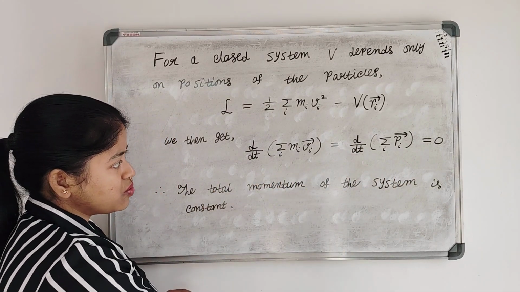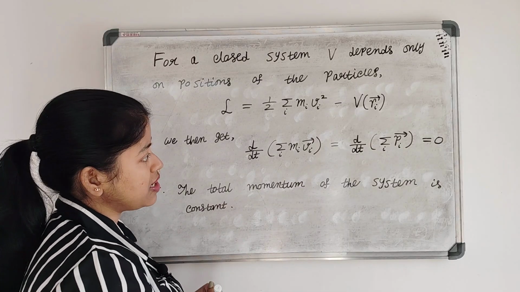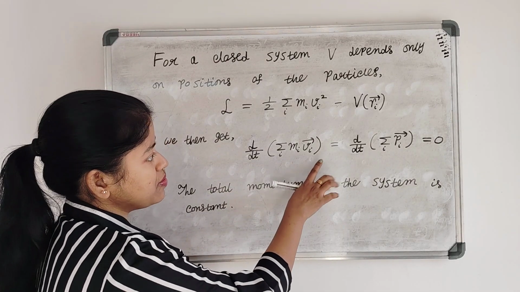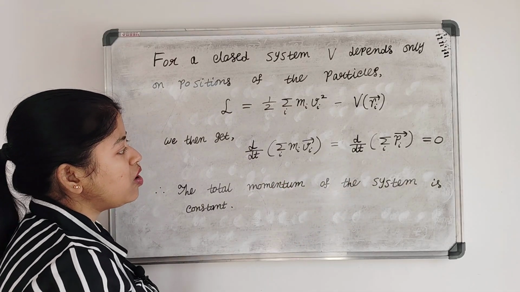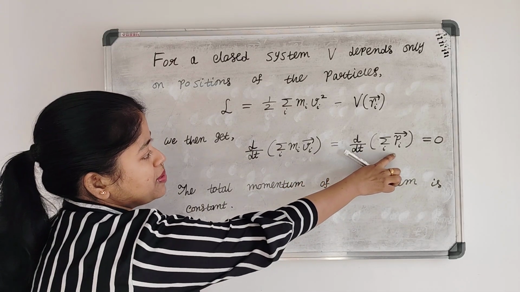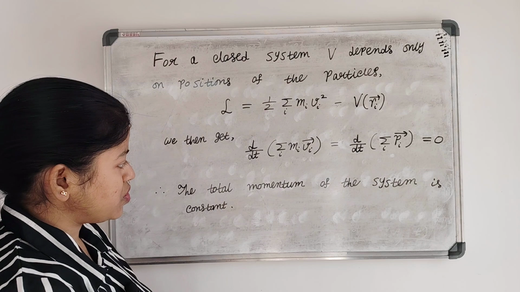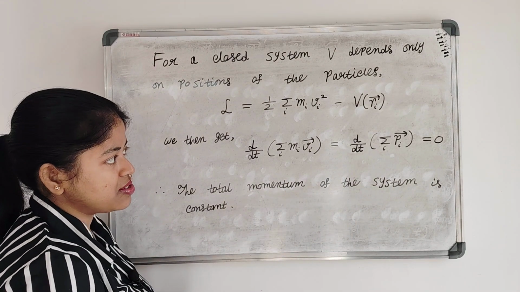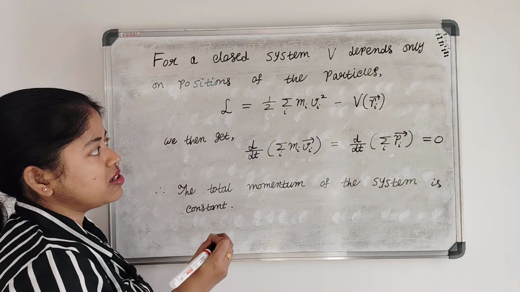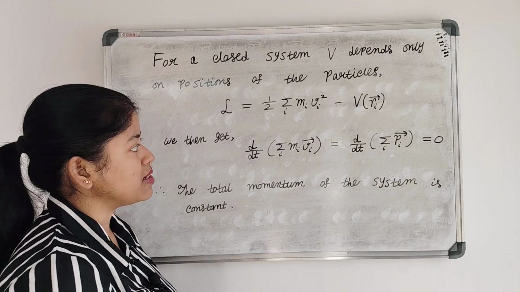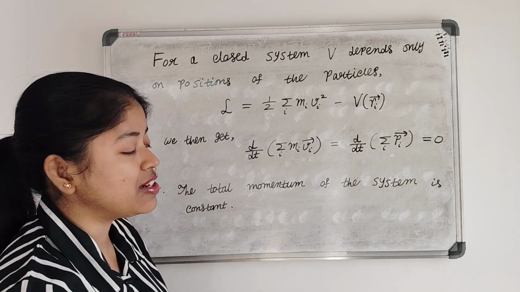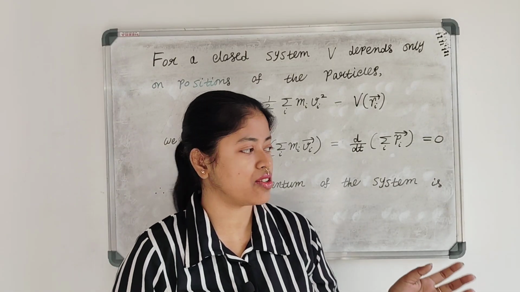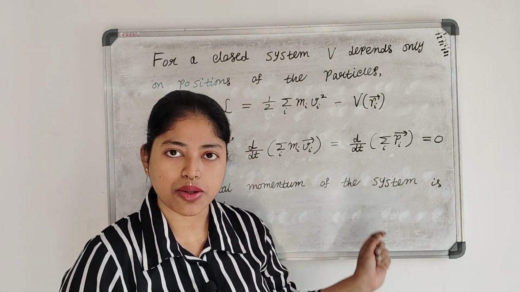Because delta L is equal to 0, from our previous calculation we get that d/dt of the summation over i of mi Vi is equal to 0, where this is our momentum Pi. So the total momentum of the system is constant. So the homogeneity of space implies the conservation of linear momentum.